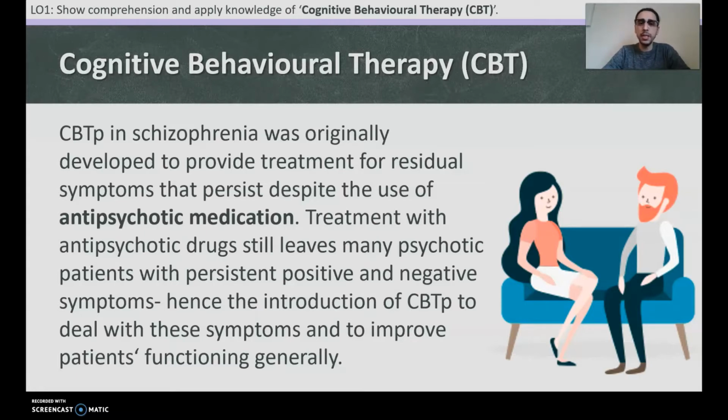It was not to be taken as an alternative to medication, okay? People with schizophrenia must be on some sort of drug therapy, and it's to be used in conjunction. Treatment with antipsychotic drugs still leaves many psychotic patients with persistent positive and negative symptoms, hence the introduction of CBTP to deal with these symptoms and to improve patients' functioning generally.